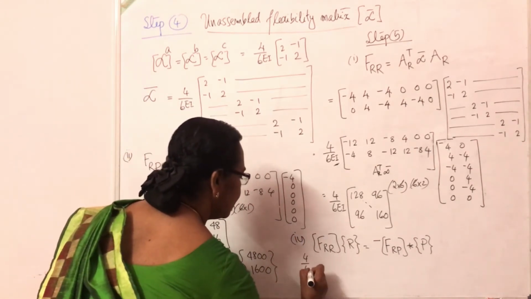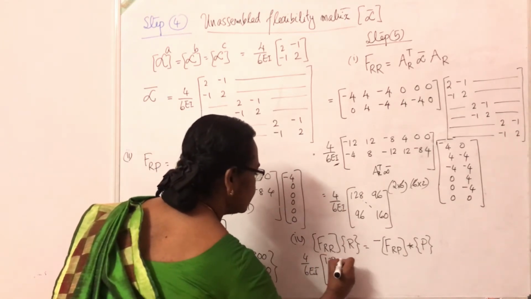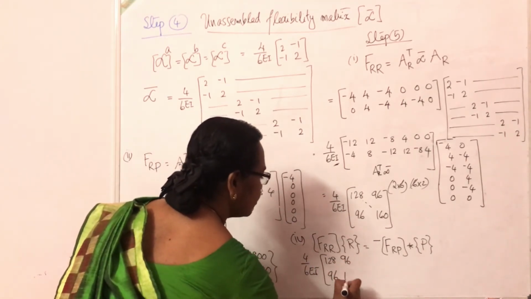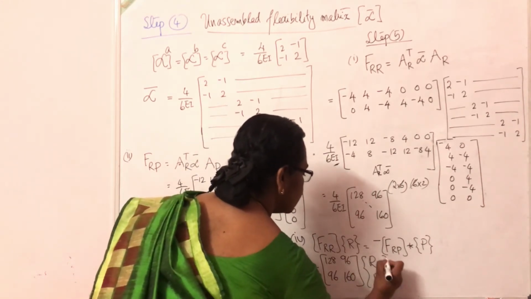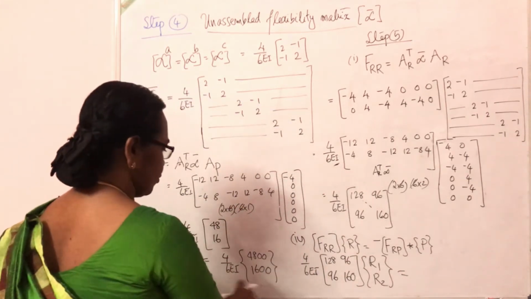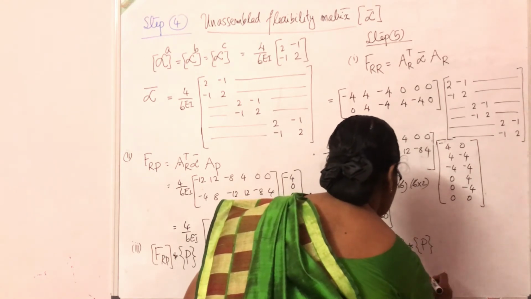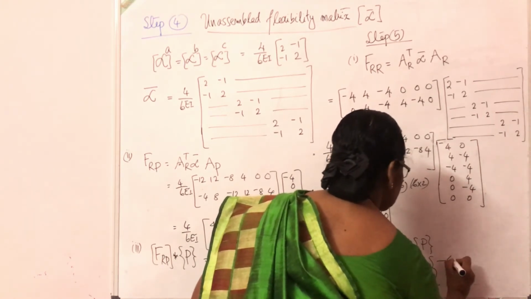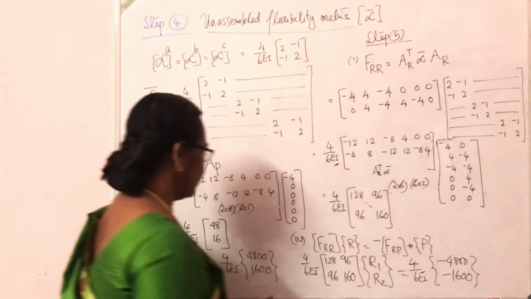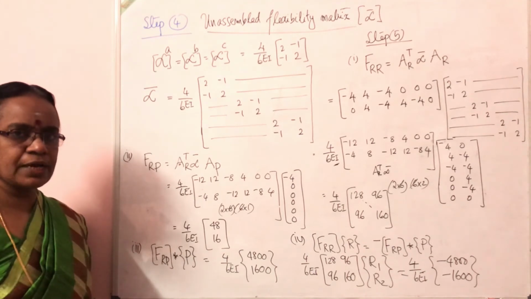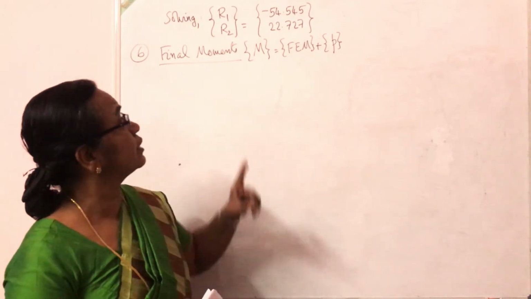4 by 6 EI into 128, 96, 96, 160 into R1, R2 is equal to minus of this. So minus of 4 by 6 EI into 4,800, 1,600, and solving this you get R1 and R2. So from the previous step, after the solution we will get the redundant values.